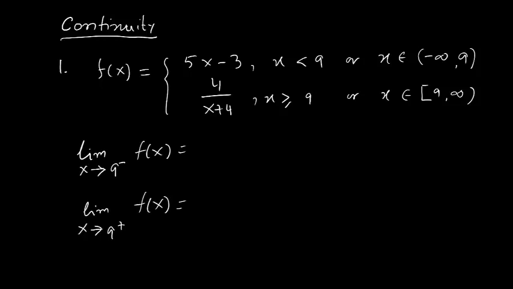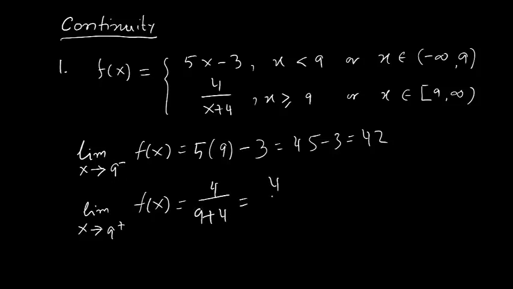So first we look at this limit. X approaches 9 minus, that means left side of 9. So we'll do this one. We put 5 times 9 minus 3, 45 minus 3, that gives you 42. Now, right hand limit, when x is bigger than or equal to 9. So when I'm talking about limit, I consider greater than 9. So plug it here. You have 4 over 9 plus 4. So you get 4 over 13.